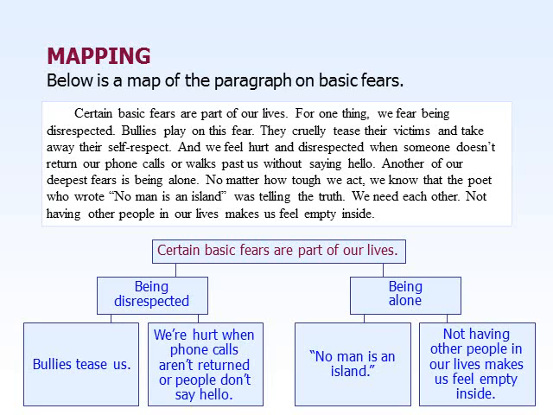So the idea is that we have our main idea up at the top, and then each level down we're going from major supporting details, and then we're going down to minor supporting details. So the major supporting details here are being disrespected and being alone, and then these 4 boxes at the bottom are the minor supporting details.